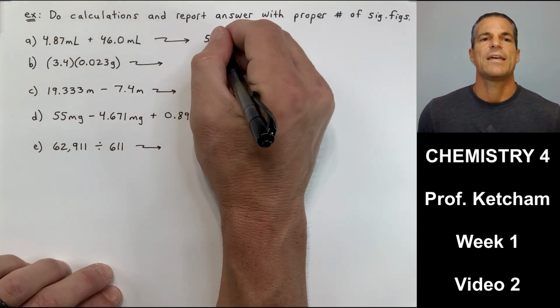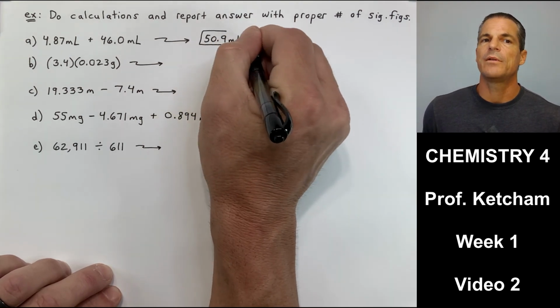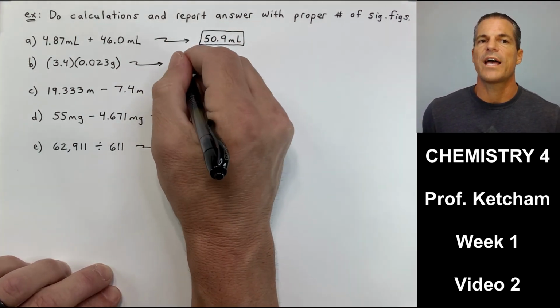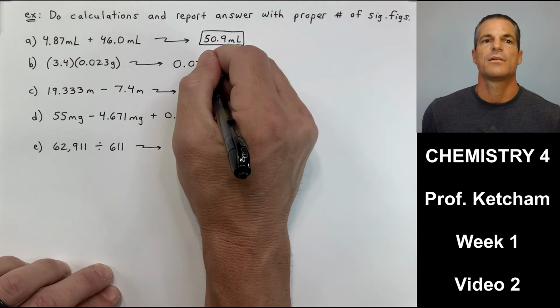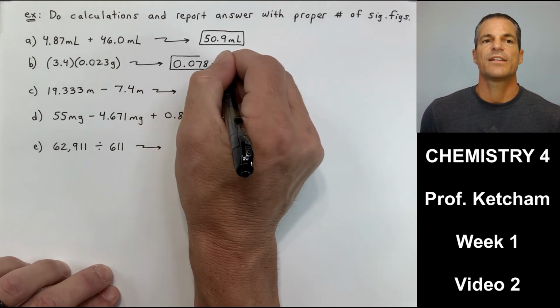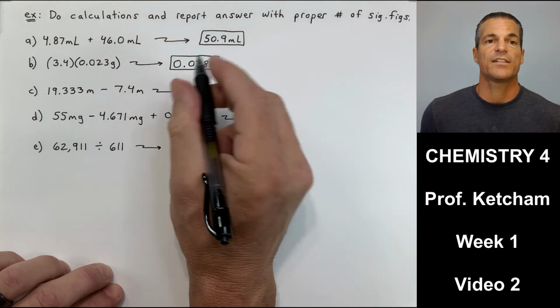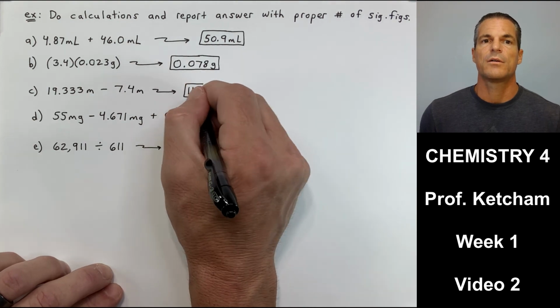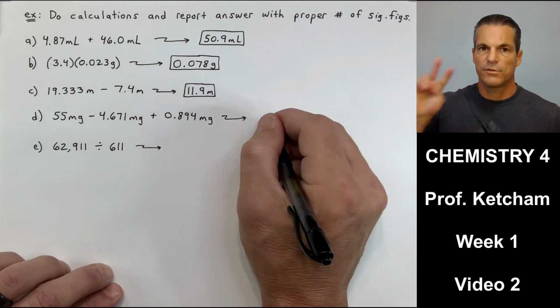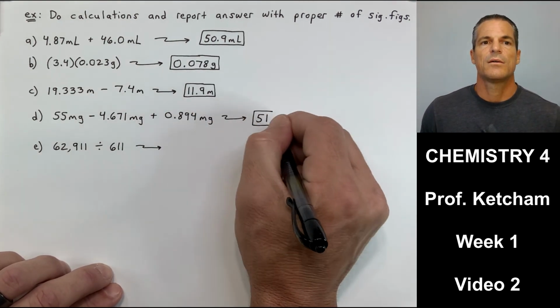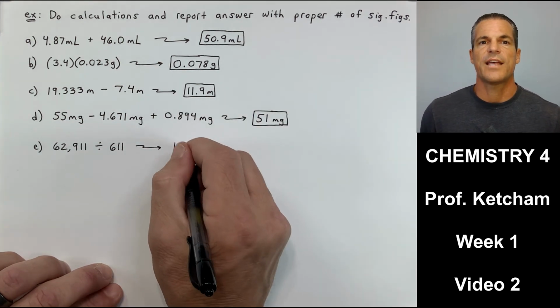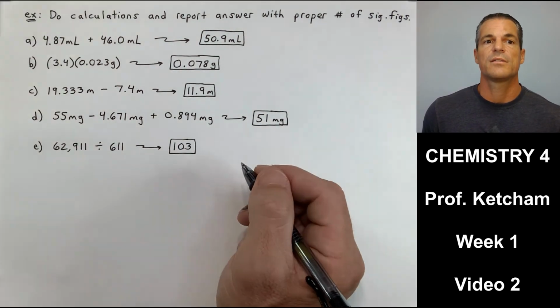So A, the answer is 50.9 milliliters because the furthest to the right I go for both is the tenths place. B, it's 2 sig figs times 2 sig figs, so my answer, 0.078 grams, 2 sig figs. C, well, I can only go as far as the tenths place, 11.9 meters.